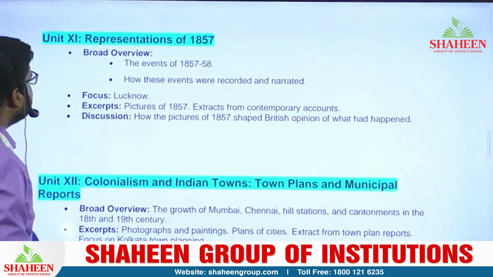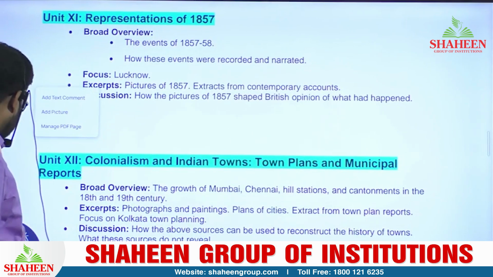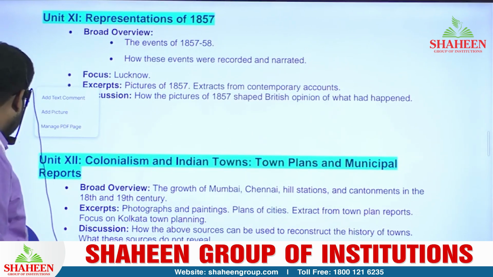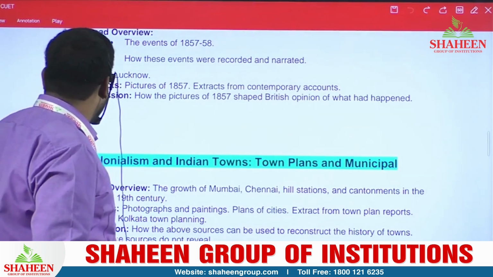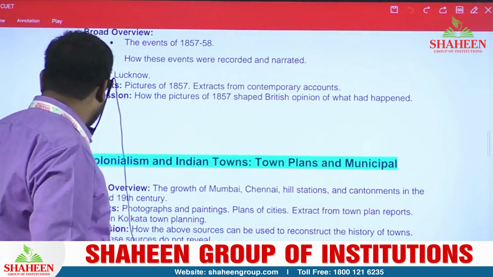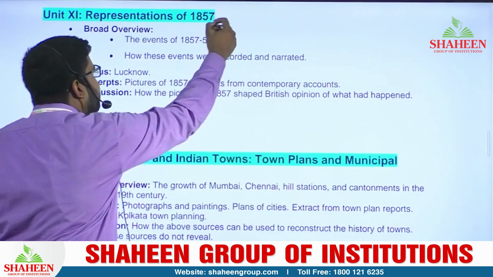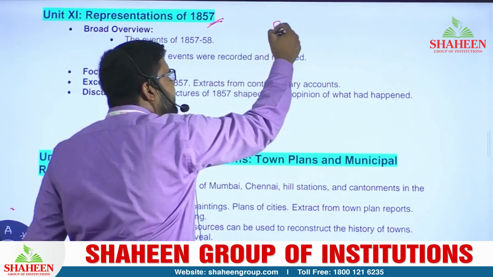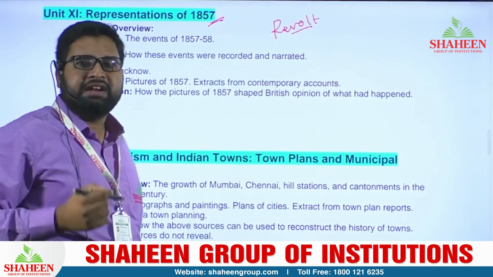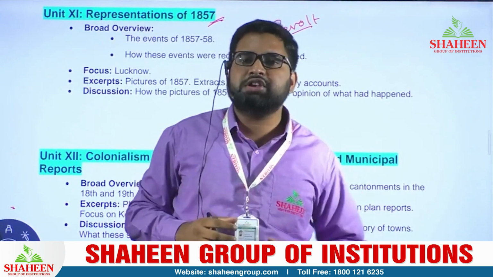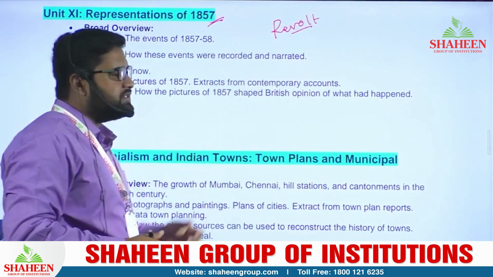Unit 11, Representations of the 1857 Revolt. You are very familiar that in 1857 there was a revolt. The whole of India started revolting. So, Unit 11, Representations of 1857. The revolt of 1857 was not a sudden revolt, but a culmination of different movements which were raised before 1857.